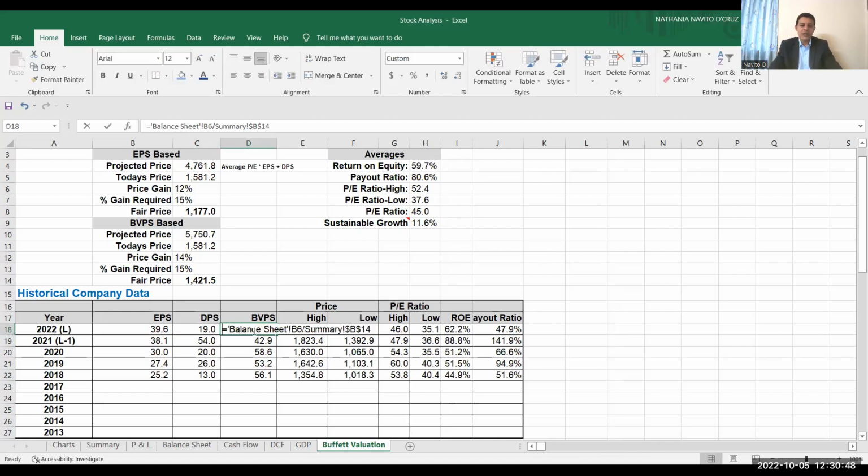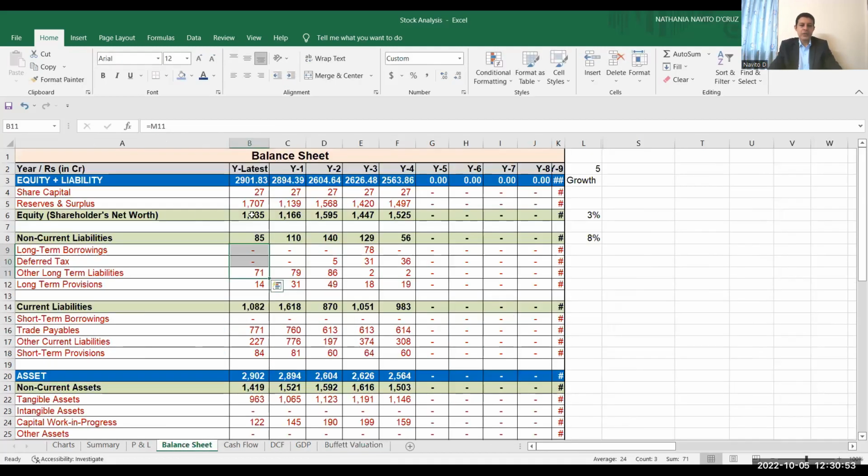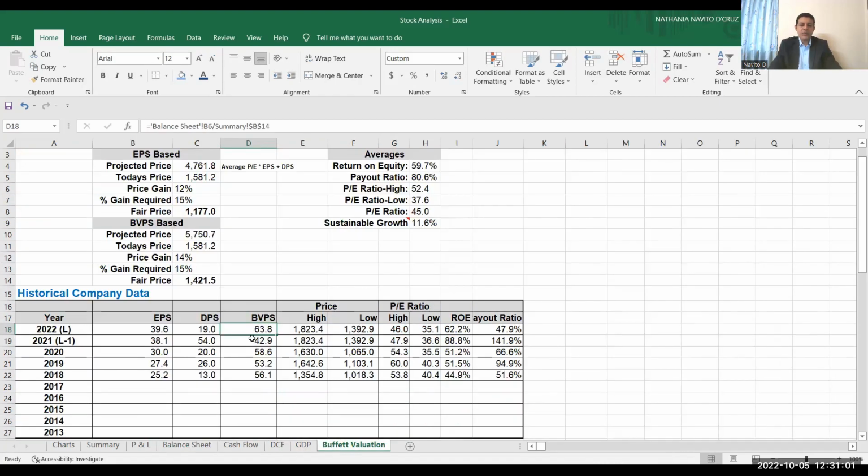So book value, as you see here, balance sheet, refer B6. That is, we take the equity share net worth and we divide this value with the total number of outstanding shares. Once we have this value, we take the historical values for the book value for all the other years as well. We have taken 2022 until 2018. This is shown in reverse order, current year first and the previous years later.